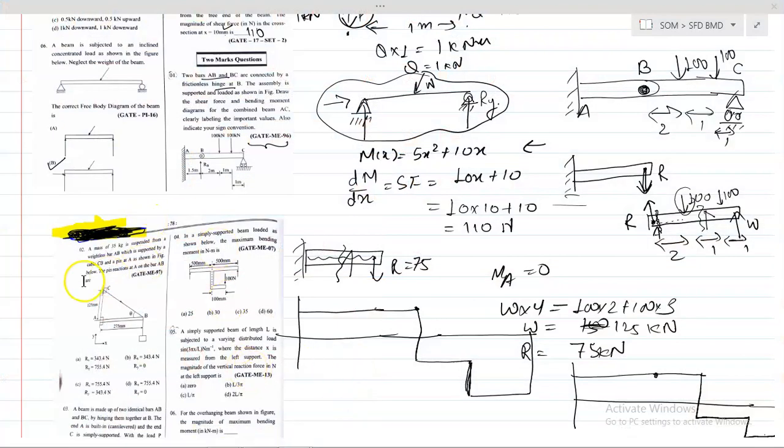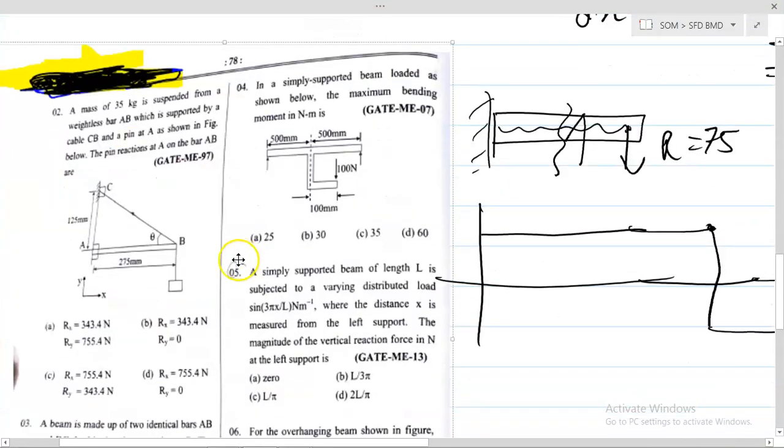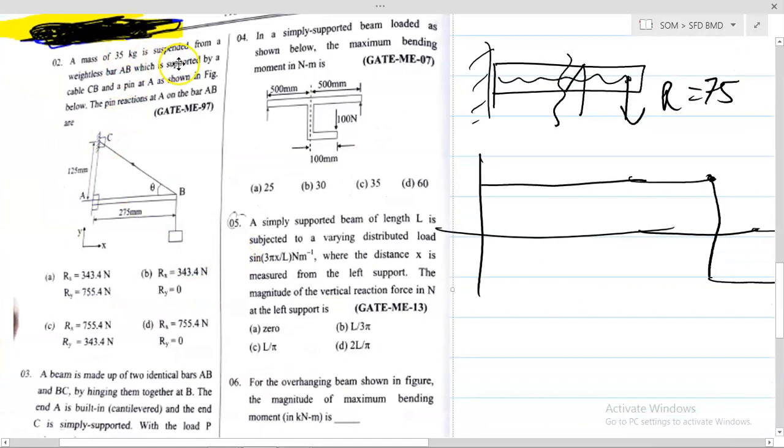So this is your next question. A mass of 35 kg is suspended from weightless bar AB, and CB is pinned at A. The pin reaction at A would be? Suppose you have a tension in the wire T, and you have a vertical force mg. Let us suppose the components are T cos theta, and here it is T sin theta.